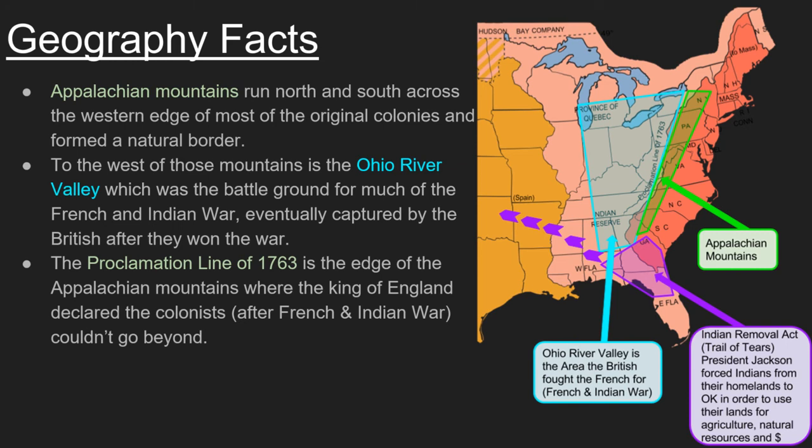And then look at the bottom right here. Again, this is not chronological order. We're looking at maps today. You have the Indian Removal Act. That's in the areas of mostly Georgia and Florida. The Trail of Tears is the dotted red or purple arrows. President Jackson forced the Indians from their homelands to Oklahoma. That's Oklahoma Territory where that last arrow ends up, in order to use their lands for agriculture and natural resources.